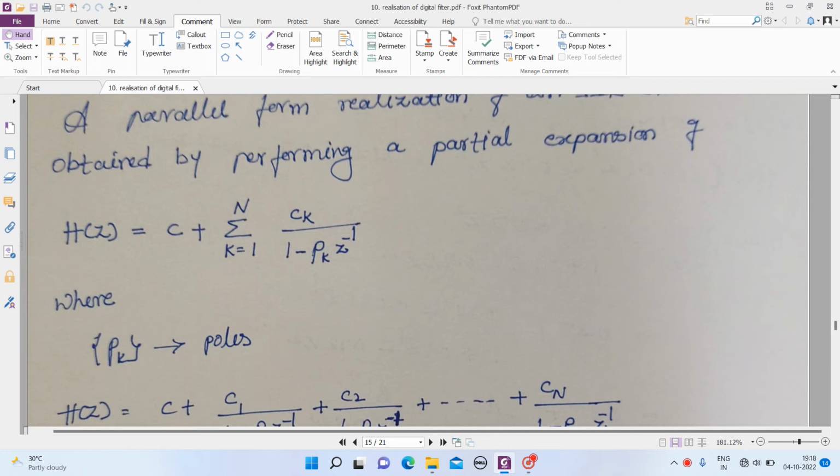In the last three videos we have discussed different structures in order to realize the system, especially in our DTSP, where we are going to discuss system as a filter. We have discussed direct form 1, 2, and cascade. The last structure is the parallel structure.